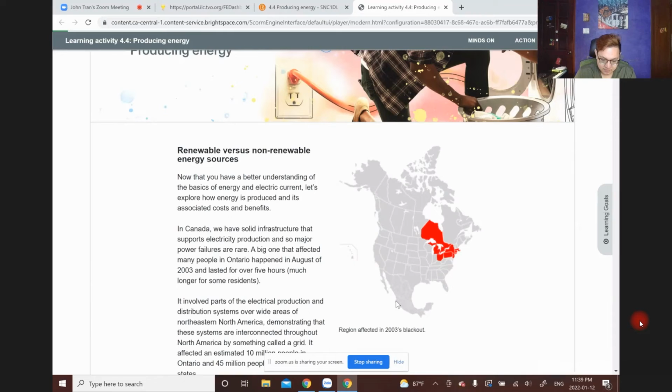Renewable versus non-renewable energy sources. Now that you have a better understanding of basic energy and electric current, let's explore how energy is produced and its associated costs and benefits. In Canada, we have solid infrastructure that supports electricity production, so major power failures are rare. A big one that affected many people in Ontario happened in August of 2003 and lasted for over 5 hours, much longer for some residents.